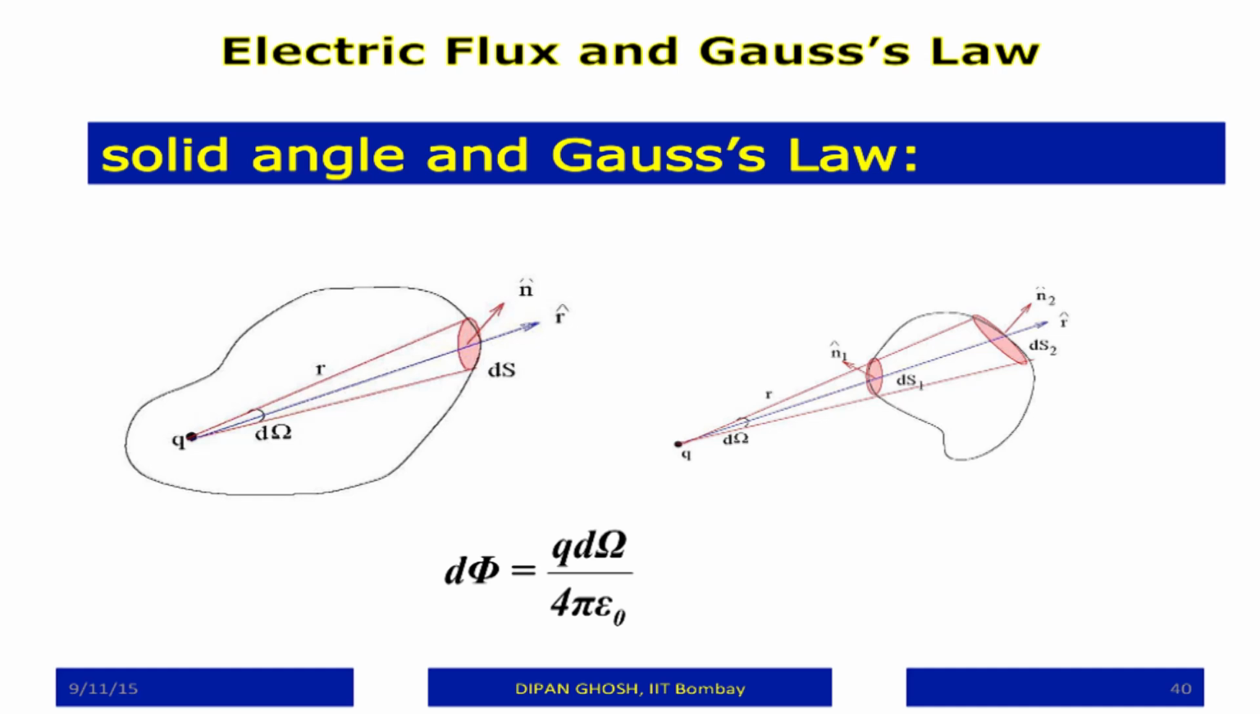But supposing the charge is outside the volume, then you notice that if you draw these lines, it cuts the solid at two places, here and there. The solid angle subtended by both is the same, though the magnitudes of the surface areas will be different. But more important than that, the direction of the normal on this sector is outward here, and on that one there it is the other way. So the flux can be written as Q d omega by 4 pi epsilon 0.